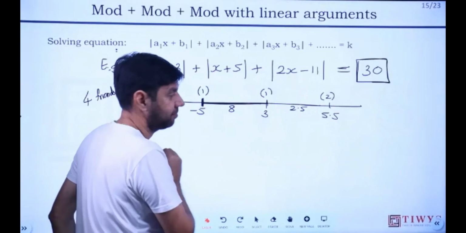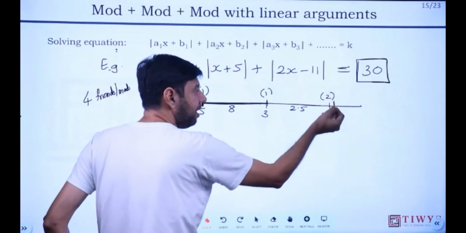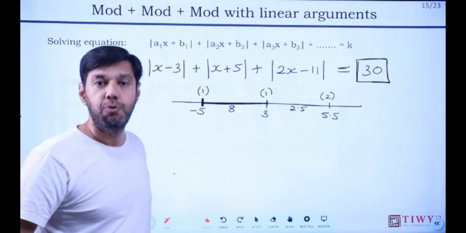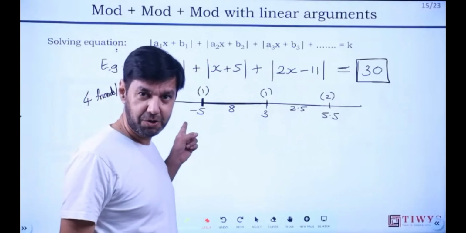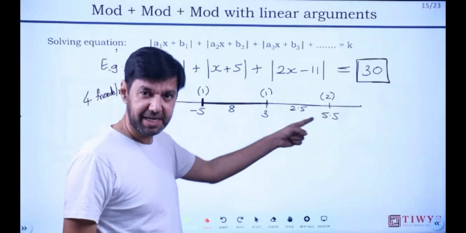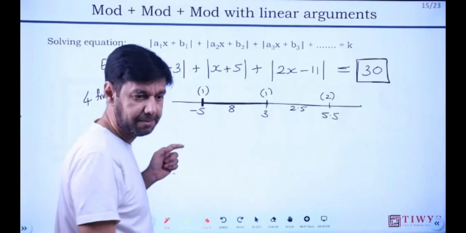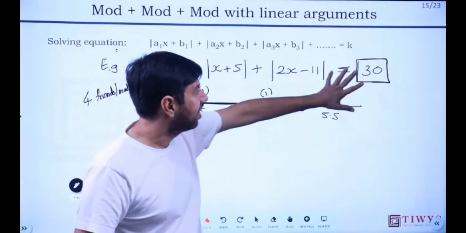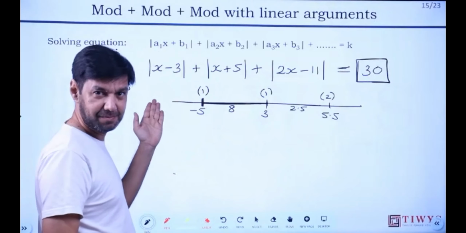8 plus. Tell me, 2 people will travel 10.5 each. 21. Did you get 21? 8 and 2.5 is 10.5, and there are 2 people, so 10.5, 10.5. 21 and this 8, 29. Oh, just short. So is this more than 29?